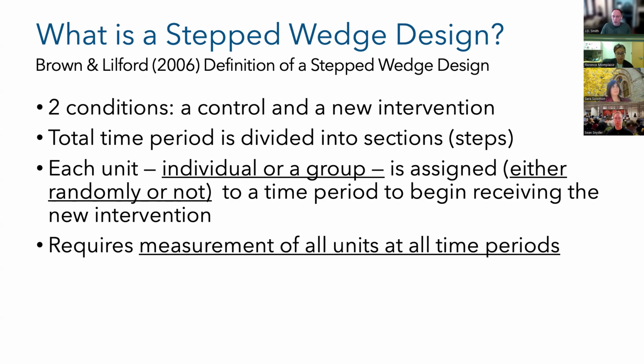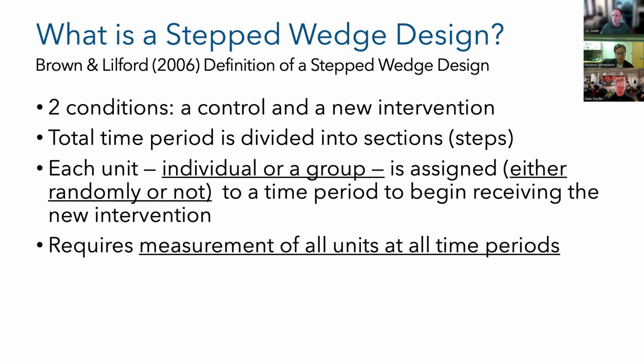So in a stepped wedge, there are always 2 conditions: a control and a new intervention being introduced and implemented, if it's an implementation context. The total time period is divided into 2 sections, the control and intervention sections. This is done in steps, and you'll see on the next slide what that looks like. Each unit, whether it's an individual or a group, is assigned either randomly or not. There are random and non-random variations of stepped wedges, but they're assigned to the time in the rollout sequence at which they will start or cross over from the control to the intervention condition.